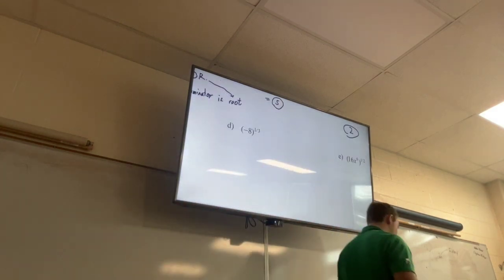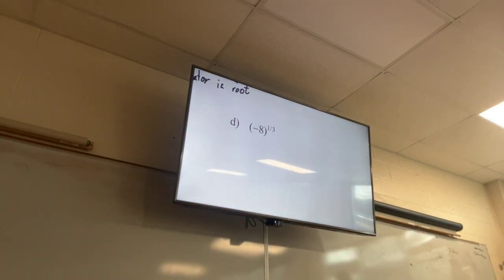All right, negative 8 to the 1/3. I can put negative 8 inside of a radical symbol. Make sure you keep the negative inside of parentheses, okay? Does my 1 or my 3 go outside? My 3 does. My 1 stays in here. What number multiplied by itself 3 times gives us -8? -2.